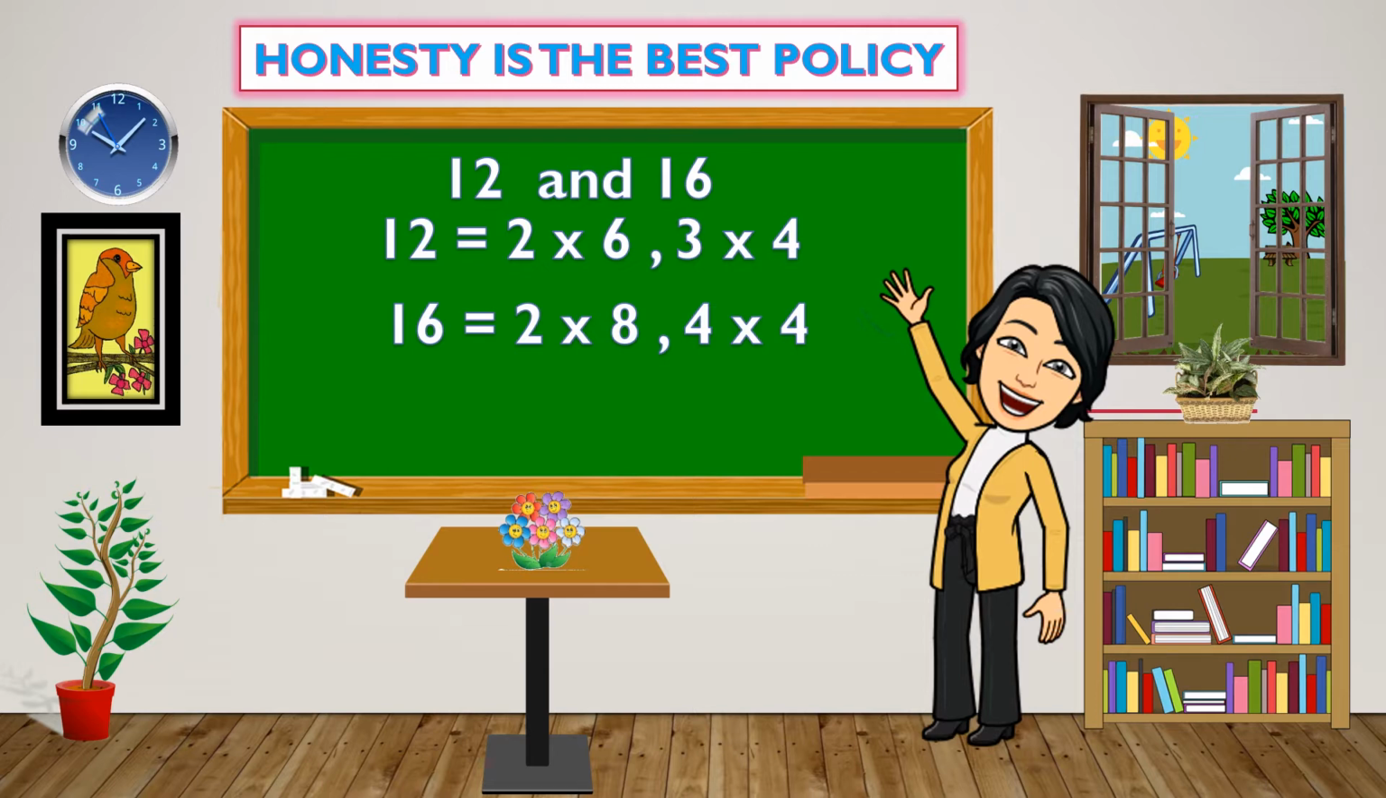Then find the common factors. So in this case, the common factors are 2 and 4. So which is greater, 2 or 4? So 4 is the greater common factor, or the greatest common factor. Therefore, the GCF of 12 and 16 is 4.